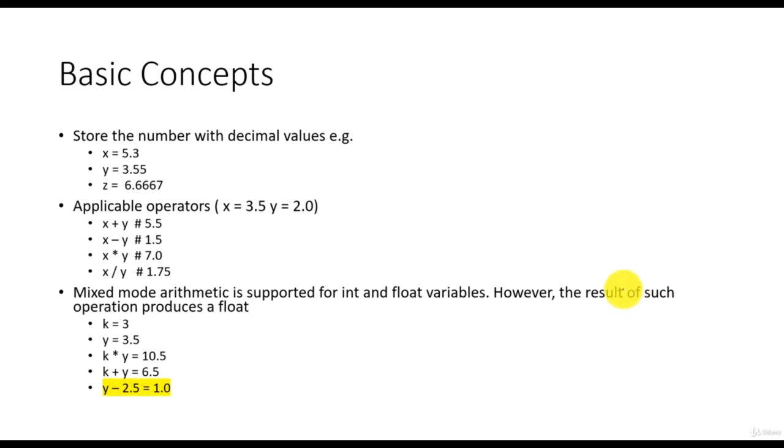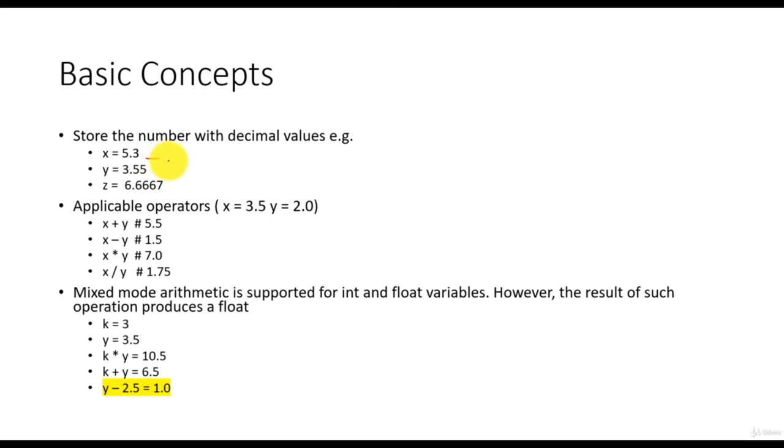The first one is that the variable x is being assigned the value 5.3. It is a number with a decimal point, so it is called a floating point variable. Similarly, we have the variable y, which is equal to 3.55, and z, which is equal to 6.6667. All these variables are floating point variables as they are having floating point numbers.